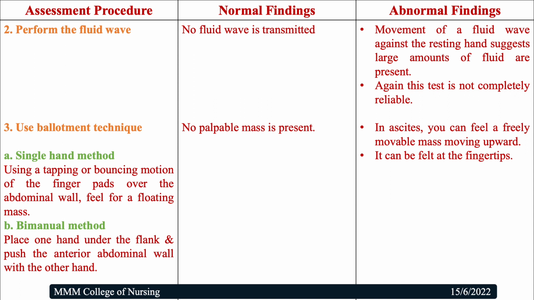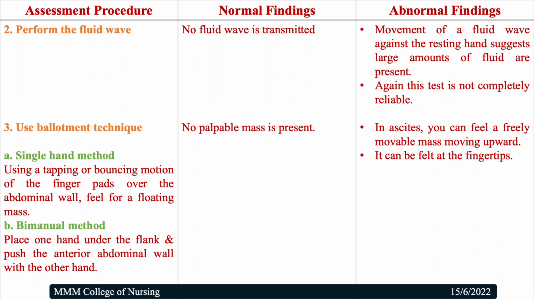The next is the ballottement technique. Ballottement is a palpation technique performed to identify a mass or an enlarged organ within an ascitic abdomen. Ballottement can be performed in two different ways, either single-handed or bimanually. In single-handed method, use a tapping or a bouncing motion of the finger pads over the abdominal wall and feel for a floating mass. In bimanual method, place one hand under the flank and push the anterior abdominal wall with the other hand.